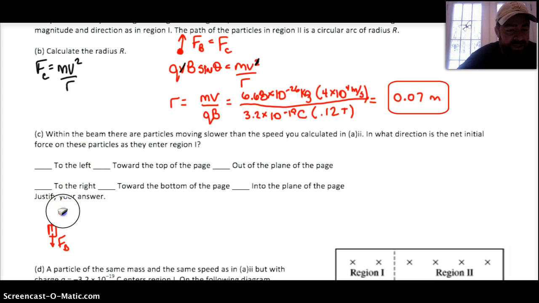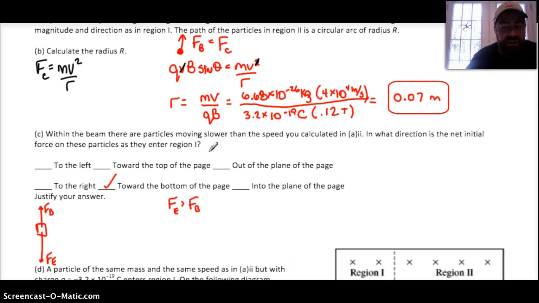No, wait a second here. Looks like I got those backwards. Let's redraw that. The magnetic force is acting upwards. That's where I made the mistake. The magnetic force is acting upwards, which has gotten smaller. The electric force, which is acting downwards, stays the same. And so therefore there's going to be a net force here towards the bottom of the page, since the electric force is going to be greater than the magnetic force as the particle's speed goes down.